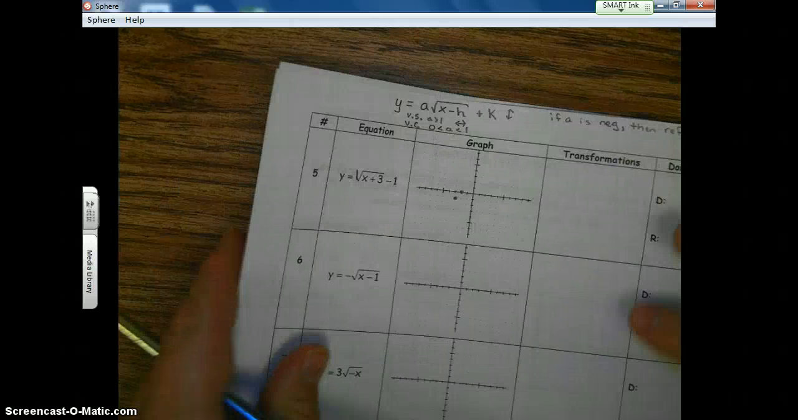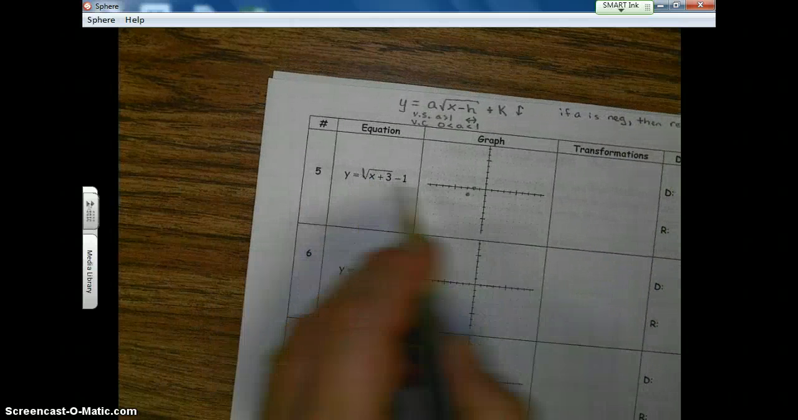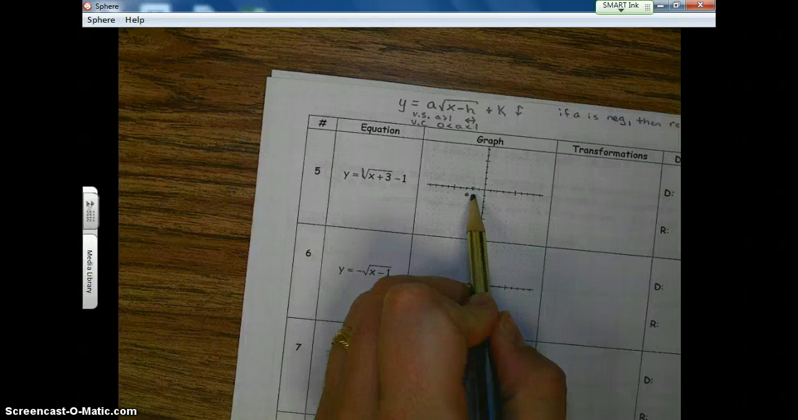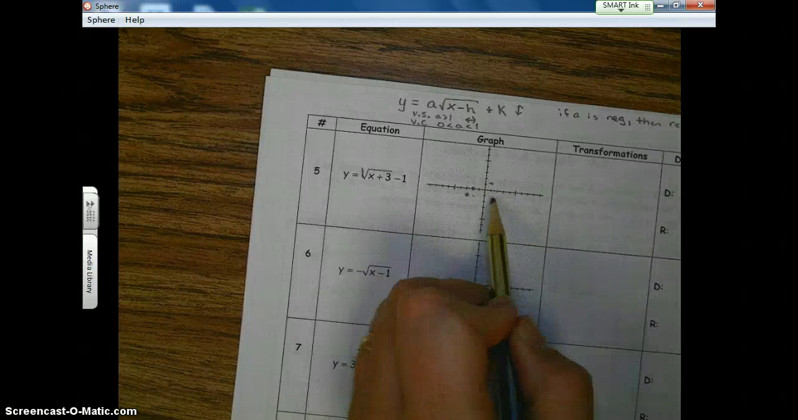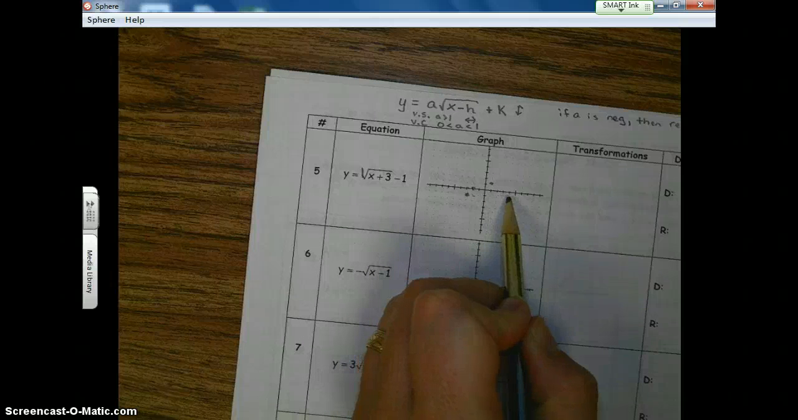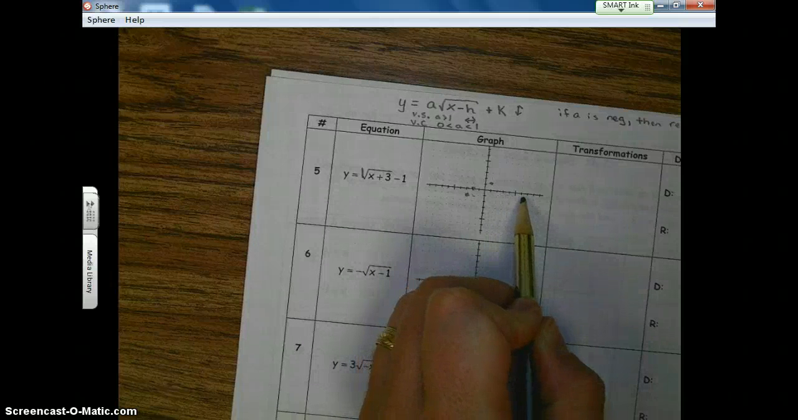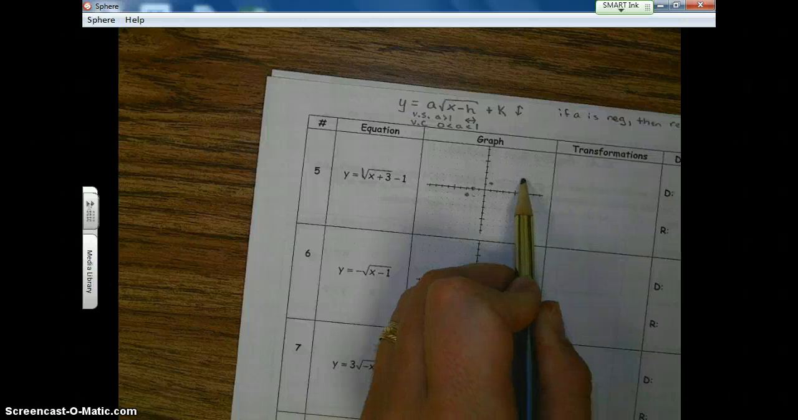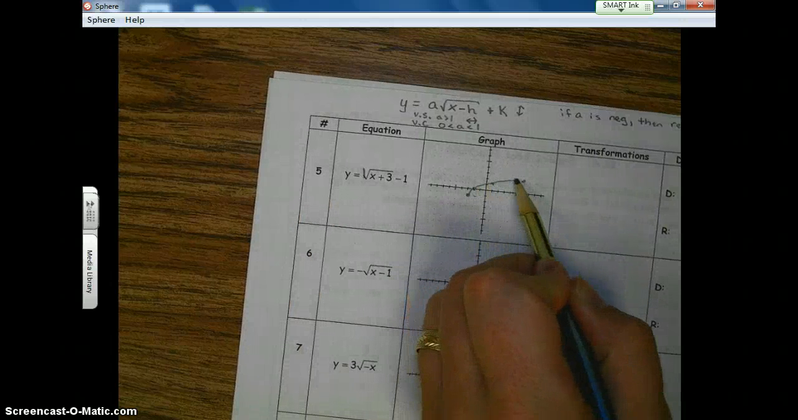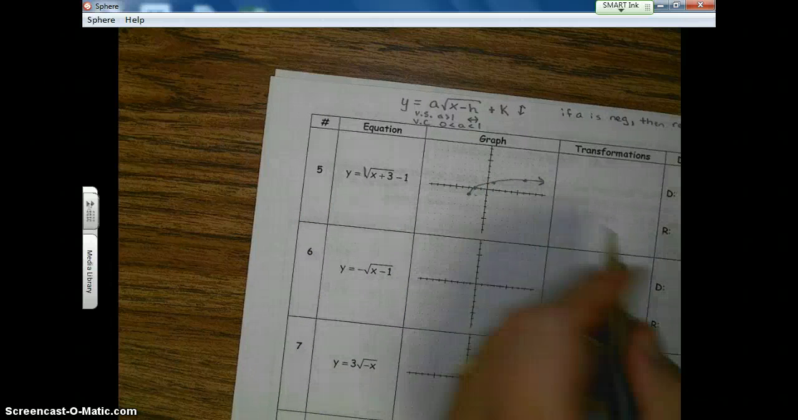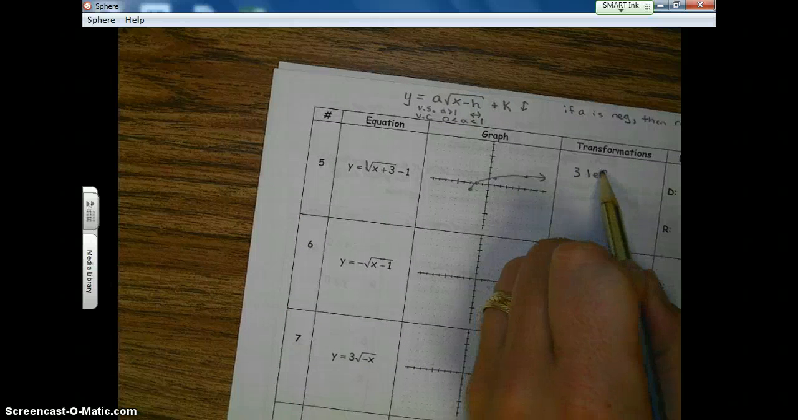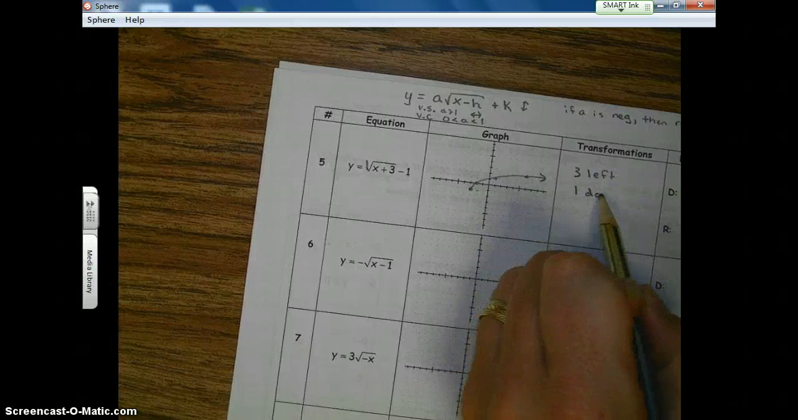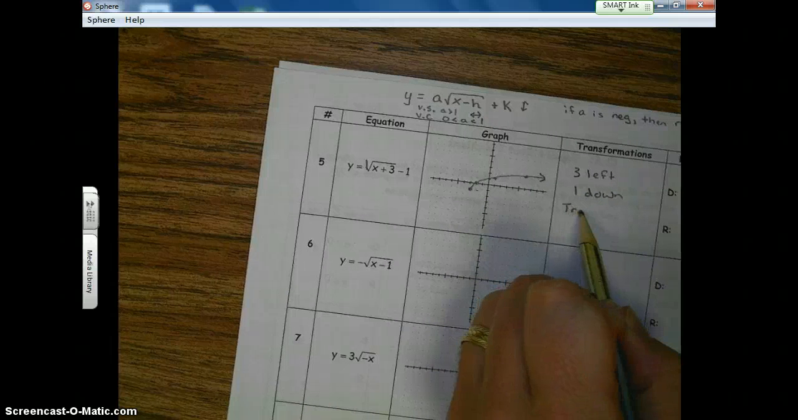So moving back along here, since our a value is 1, we can go ahead and go over 1. Square root of 1 is 1. Then we go over 1, 2, 3, 4. Square root of 4 is 2, so we go up 2. Then we go over 4, 5, 6, 7, 8, 9. Square root of 9 is 3, so we go up 3. And that's how we get our points to plot. So, transformations: 3 left, 1 down. And they're translations.